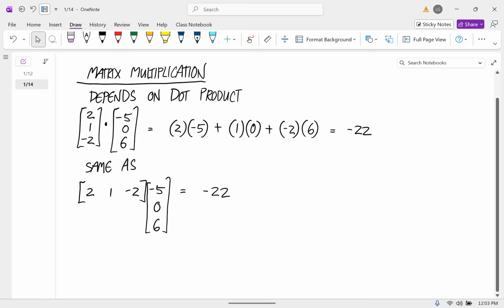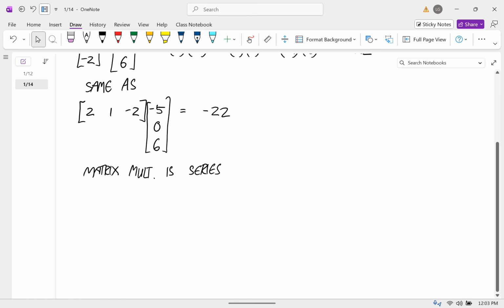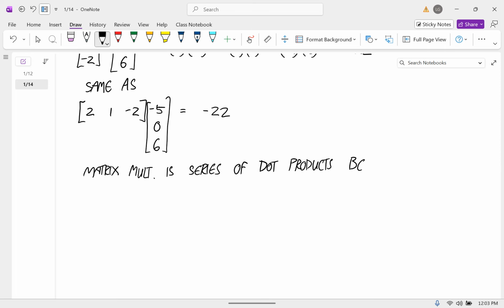So matrix multiplication is just a series of dot products between rows of the left matrix and columns of the right matrix.